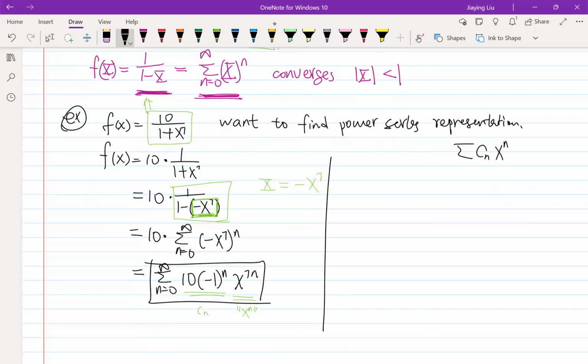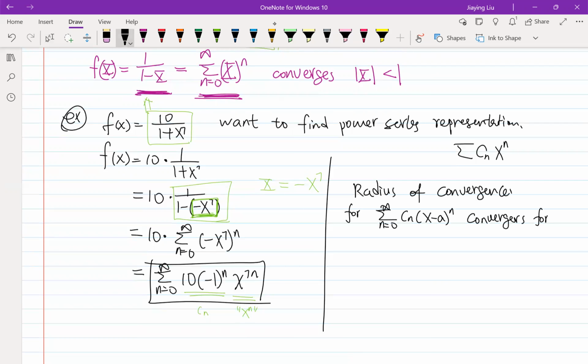Now, the next thing I want to go over is the radius of convergence, which says that for a series sigma n from 0 to infinity of Cn times x minus a to the n, if the series converges for absolute value of x minus a less than R, so if there's some R value such that when absolute value of x minus a is less than that number the series converges, then this R is what we call the radius of convergence.